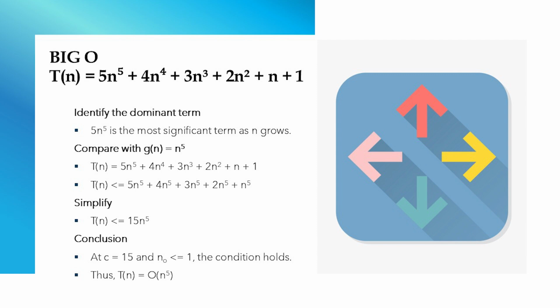So what this means is that 15 is the constant. So at C equal to 15 and n0 greater than or equal to 1, the condition for the big O is satisfied. So we can say that T(n) is the big O of n raised to power 5.